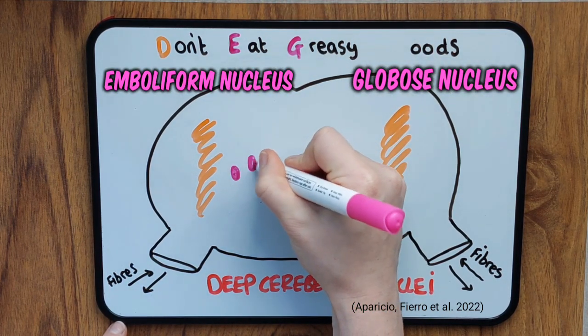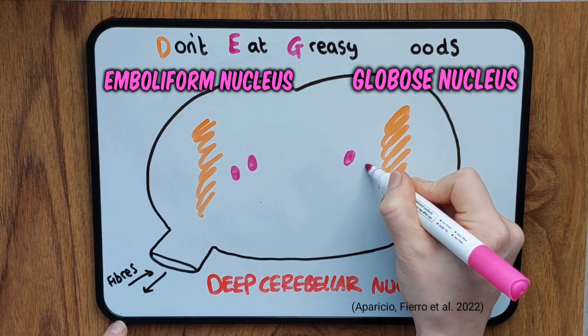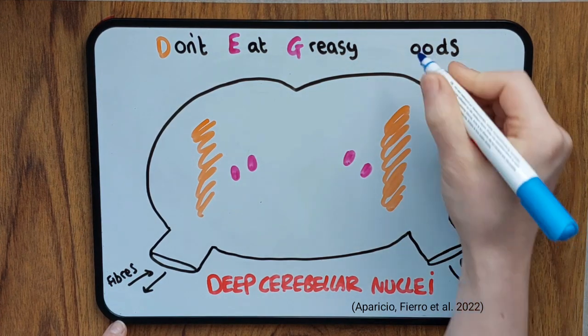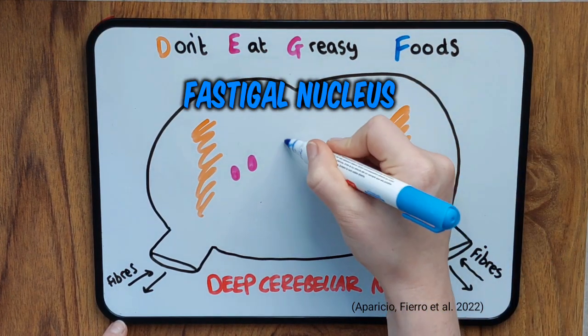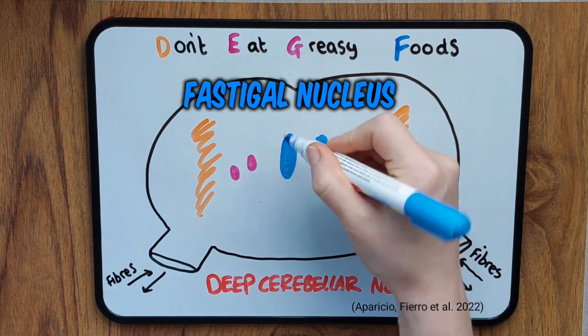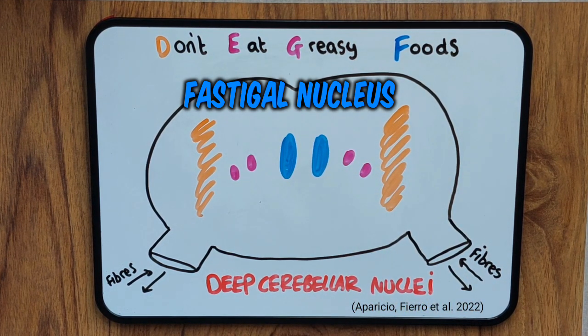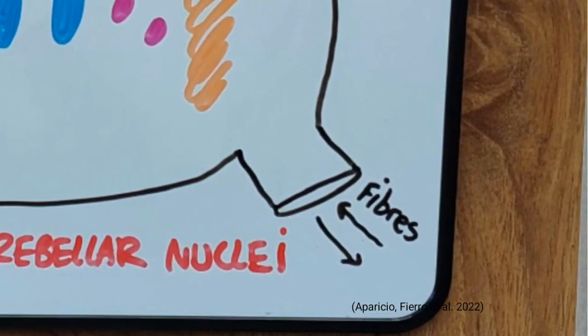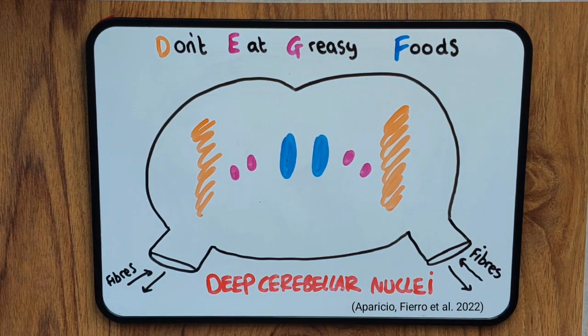They collectively receive input from the vermis region, which received input from the spinal column for proprioceptive feedback and tone. And F is for fastigial nucleus. This receives input from the vestibulocerebellum, which receives information from the inner ear structures for balance. So, how do the nuclei interact with fibers coming in and out of the cerebellum?